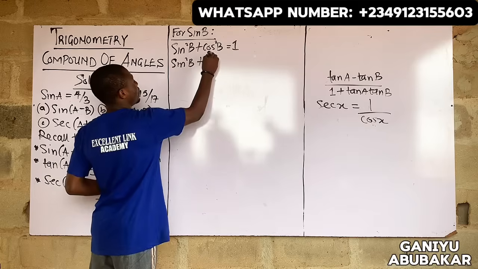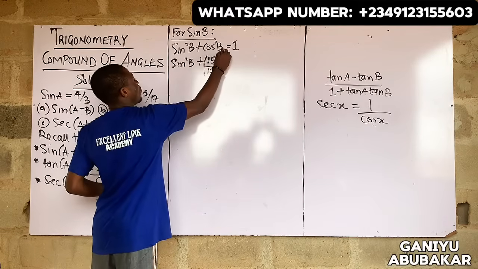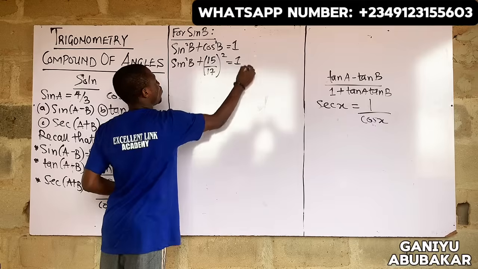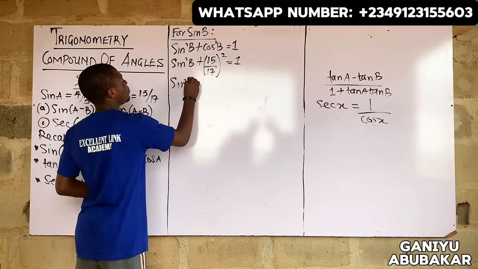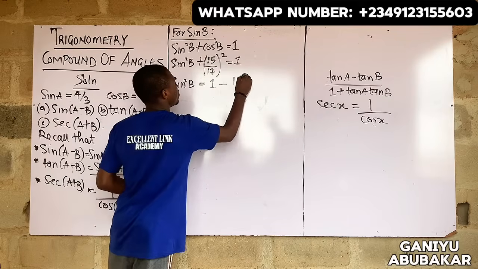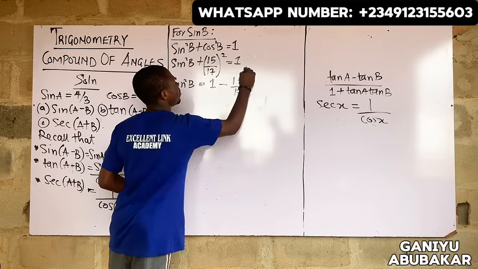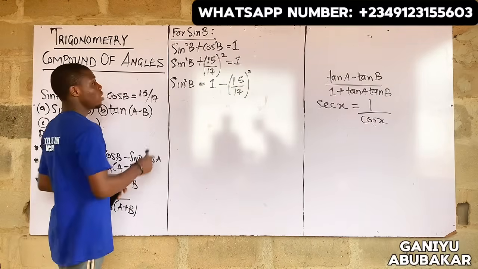I have (15/17) all squared equal to 1. At this point, I'll have that sine squared B is equal to what? 1 minus, take this one here, it becomes (15/17) all squared. At this point, look up please. What do I get here?